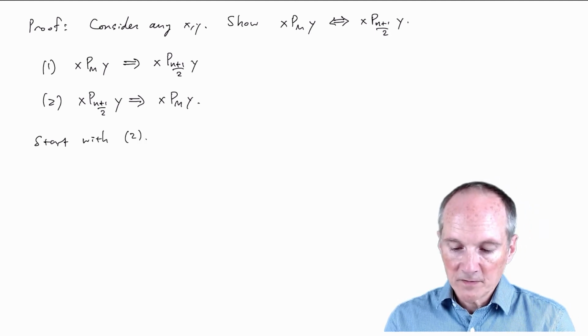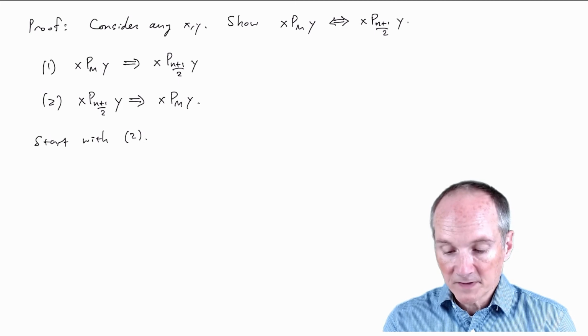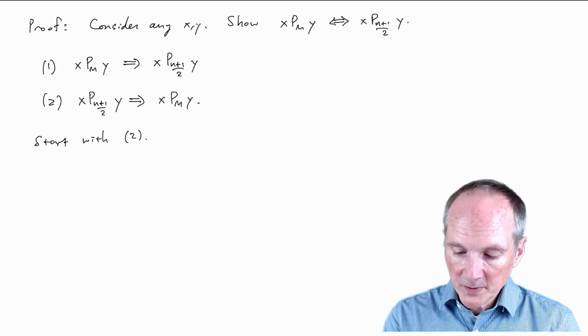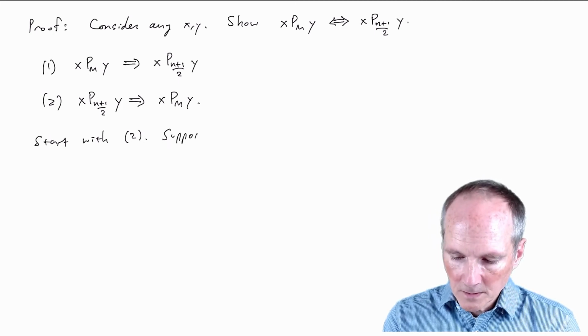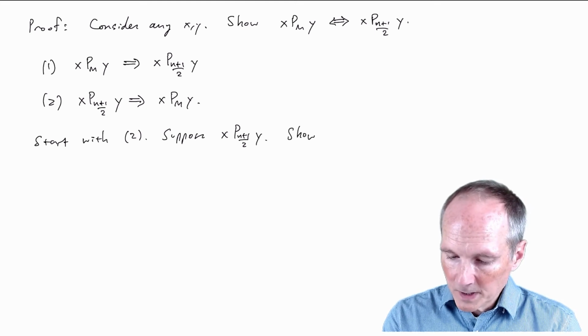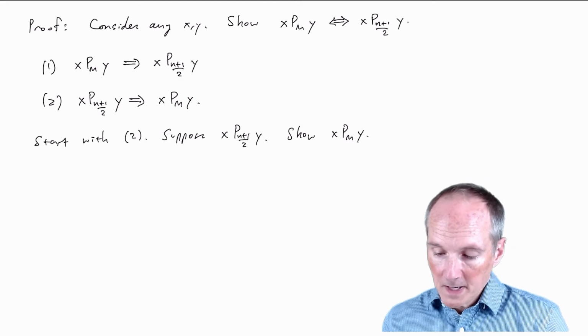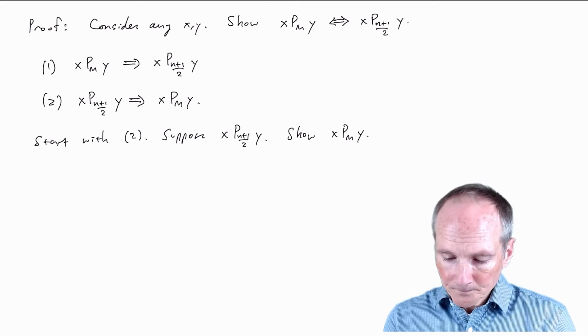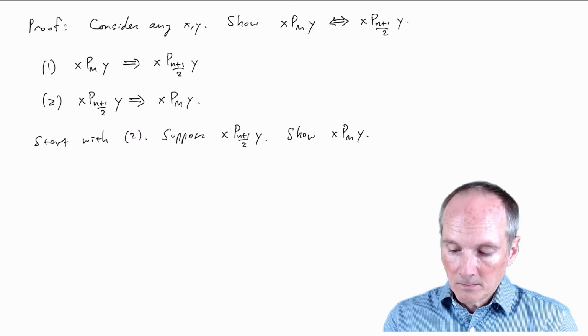Okay, so we're going to prove this conditional statement. So I'm going to suppose that the median voter prefers x to y, and I'm going to show that x beats y in a majority vote. Okay, so let's think about what it means geometrically for the median voter to prefer X to Y.